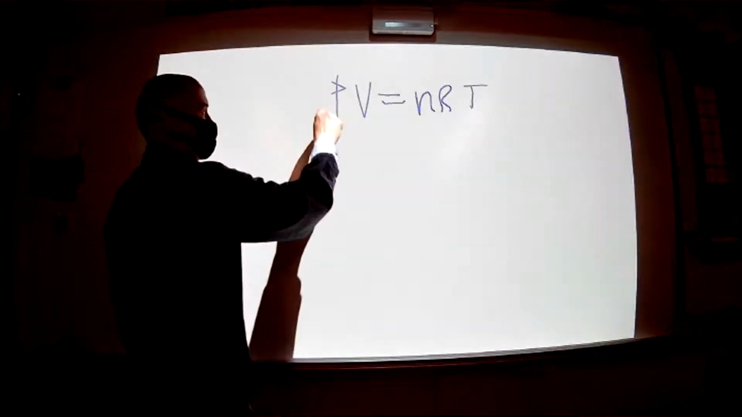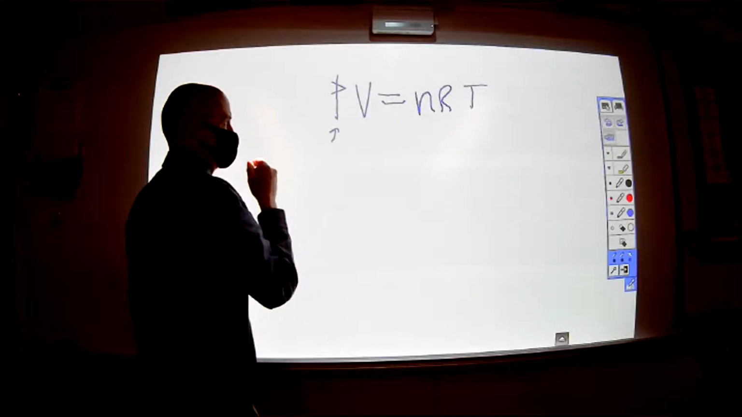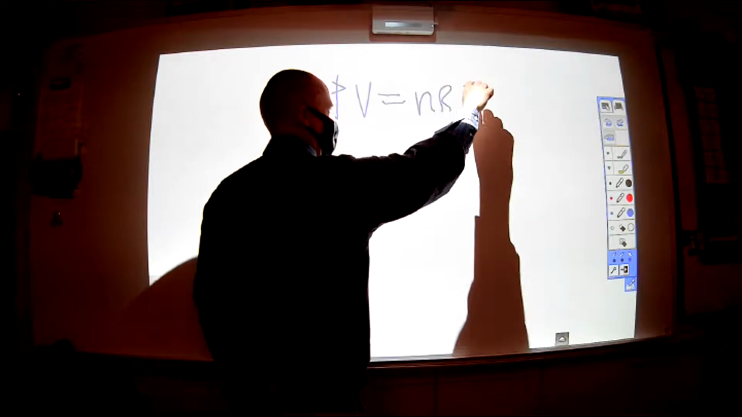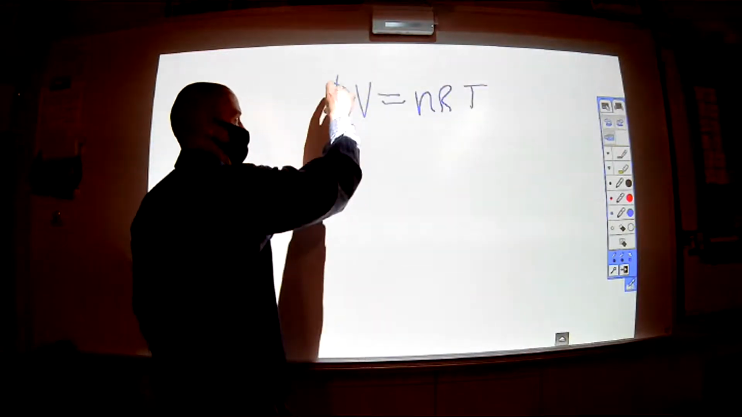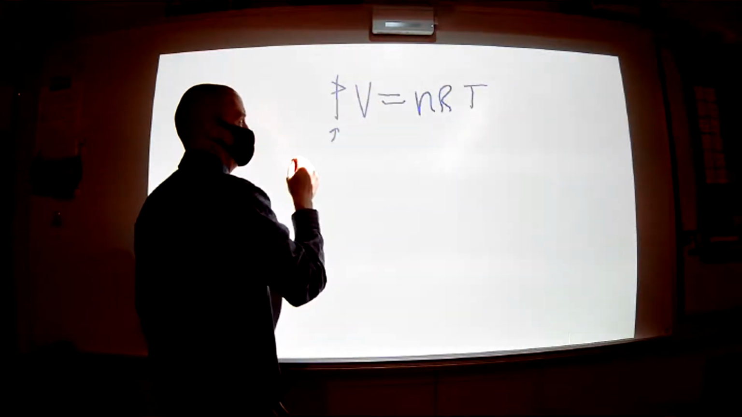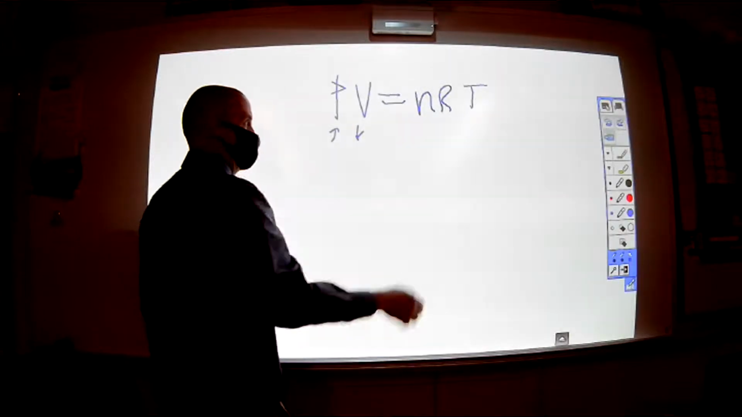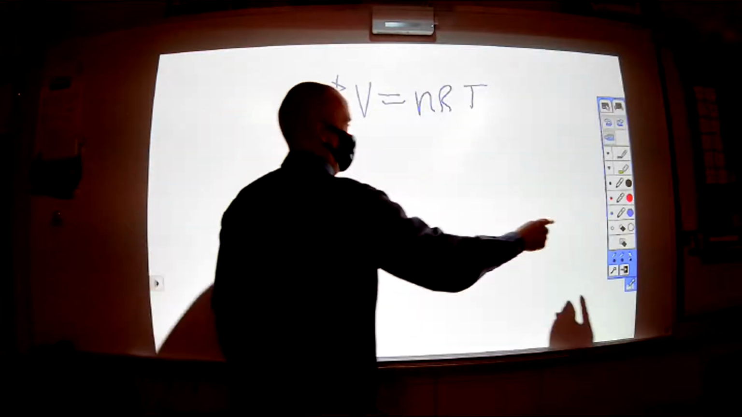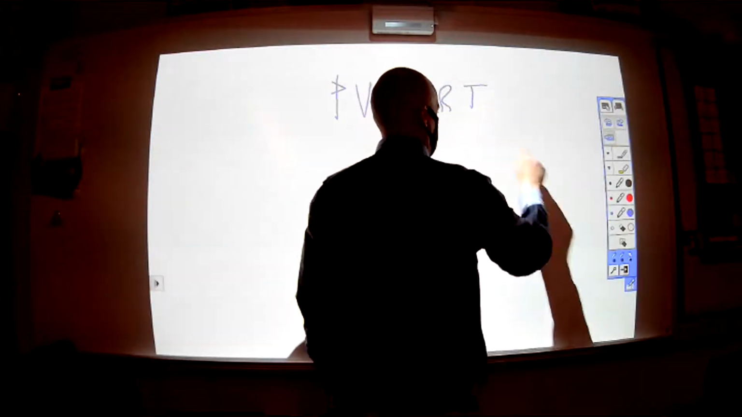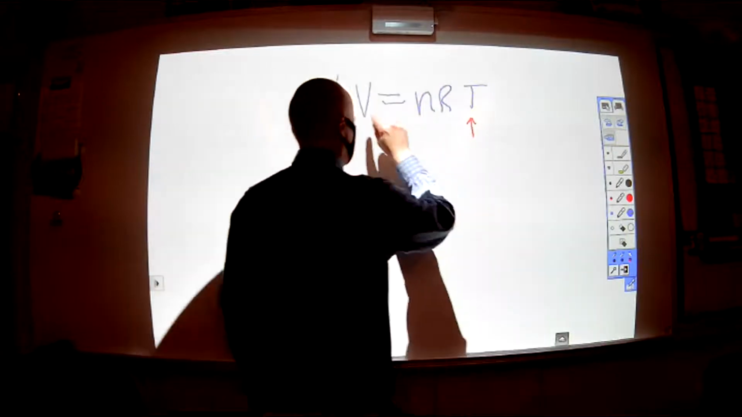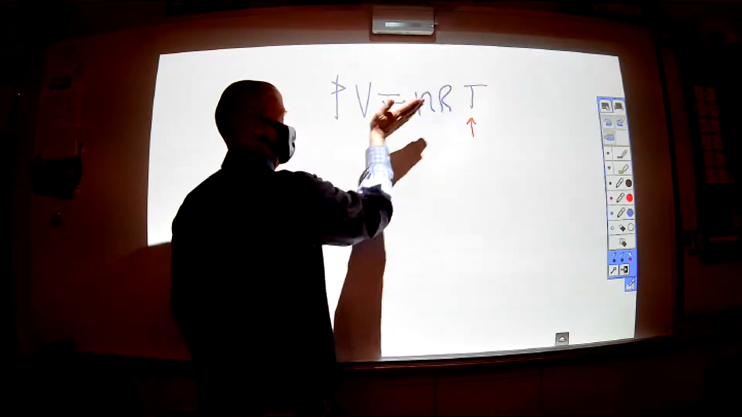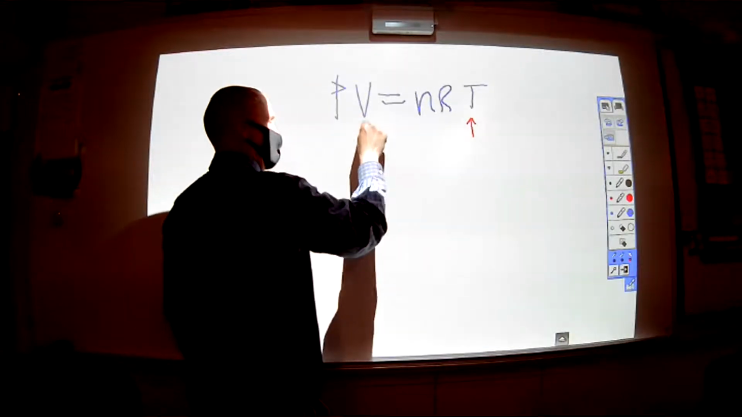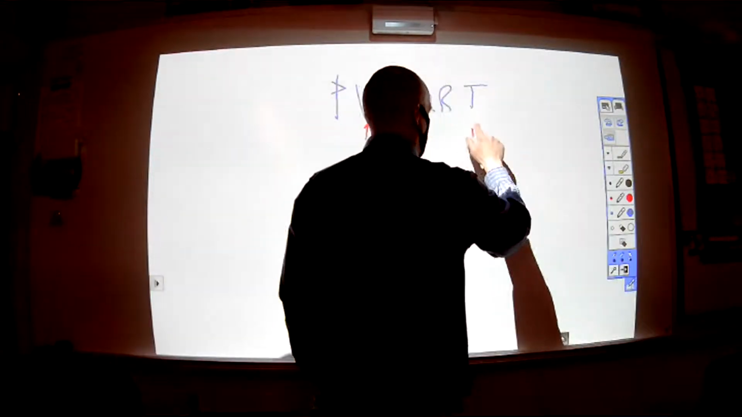If pressure goes up, what has to happen to volume? According to this equation, if pressure goes up and this is going to stay the same, what has to happen to volume? If this number gets bigger, that number has to get smaller if they're going to stay equal. That's Boyle's law. Charles's law: if the temperature goes up, the volume also has to go up, if pressure stays the same. That's Charles's law.